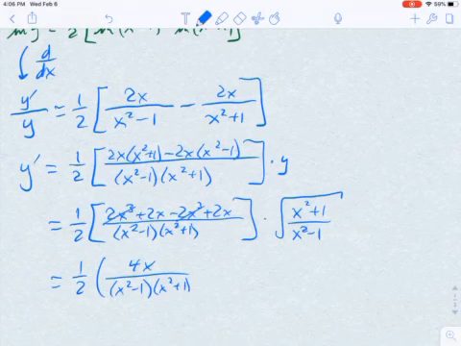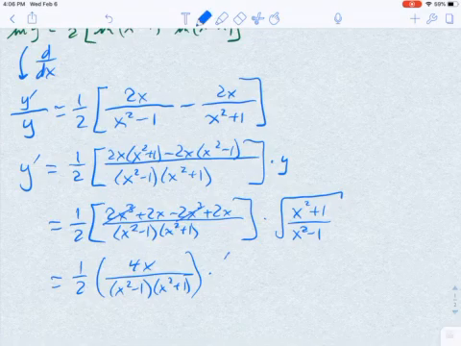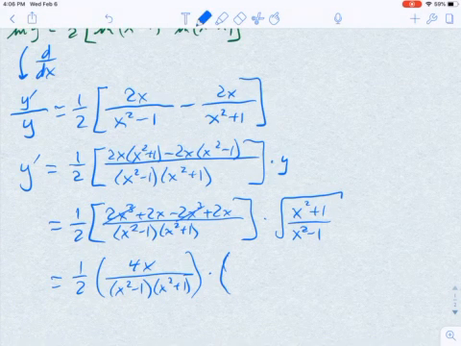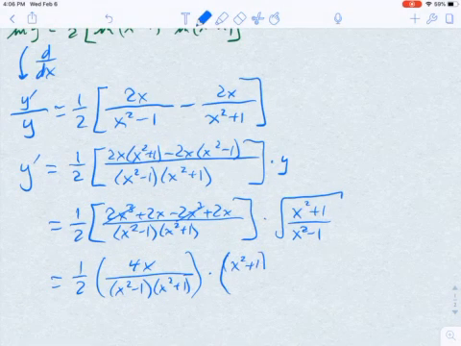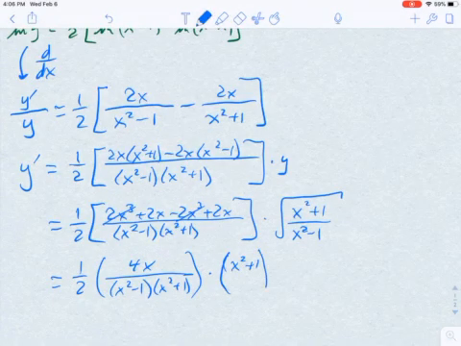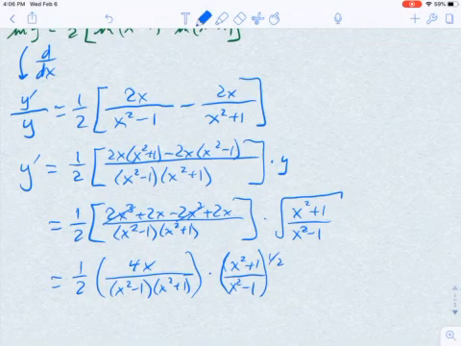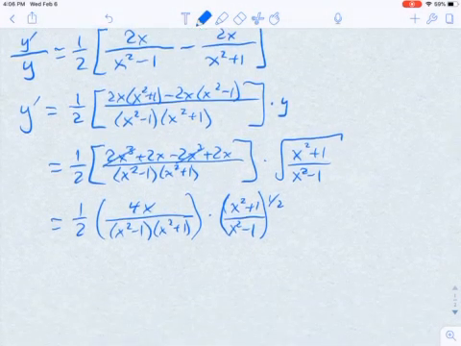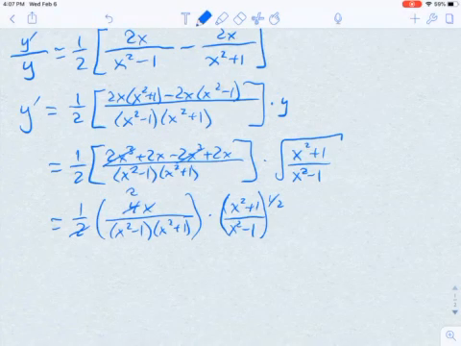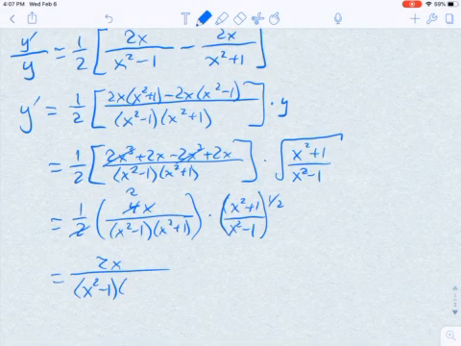Sorry about the clicking sound. And then let's write this as 1/2 power. Remember that this is a 1/2 power. Maybe I should have done that earlier. Oh well. Taking my time here. Right? And actually I can cancel this 2 and that 4. So we end up with 2x, this in the denominator still.